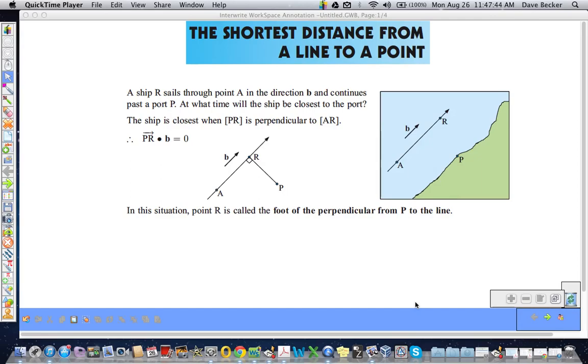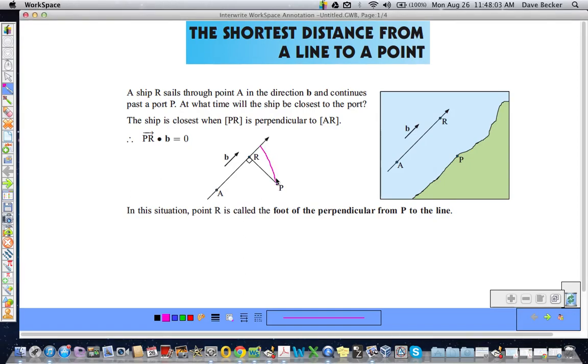We are back and better than ever, and we are going to talk about the shortest distance from a line to a point, which we all know to be the perpendicular distance. For example, from P to this vector, we would never say, oh, okay, that's how far I am from the line. That's the shortest distance. No, it is always the perpendicular distance.